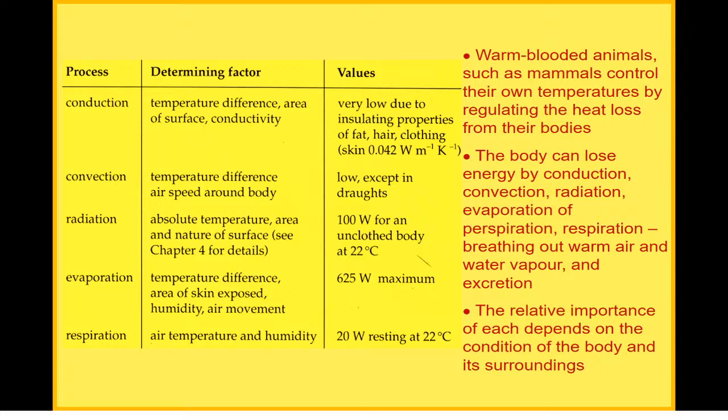Look, warm-blooded animals such as mammals control their own temperature by regulating the heat loss from their bodies. The body can lose energy by conduction, convection, radiation, evaporation of perspiration, respiration, breathing out warm air and water vapor, and excretion. The relative importance of each depends on the condition of the body and its surrounding.